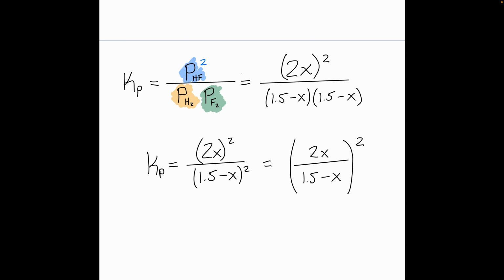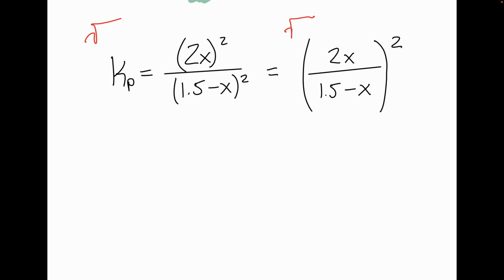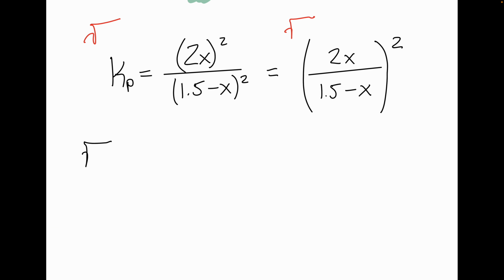All right, and our x is stuck within that exponent there. But how can I get rid of that exponent? What can I do to both sides? Square root. And you can do anything you want as long as you do it to both sides of your equation here. Okay, so now we have the square root of Kp equals 2x over 1.5 minus x.